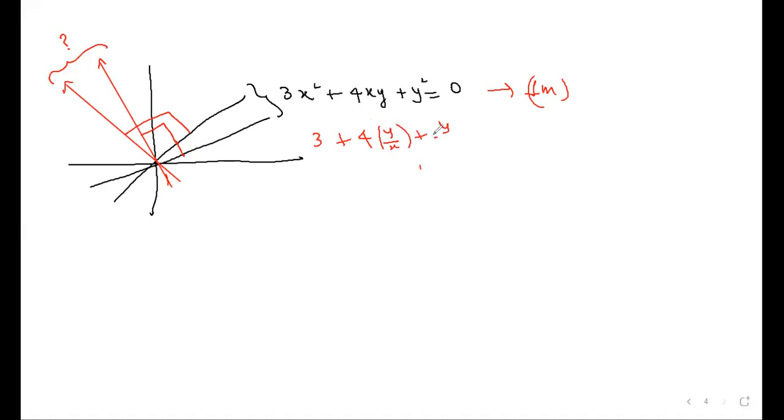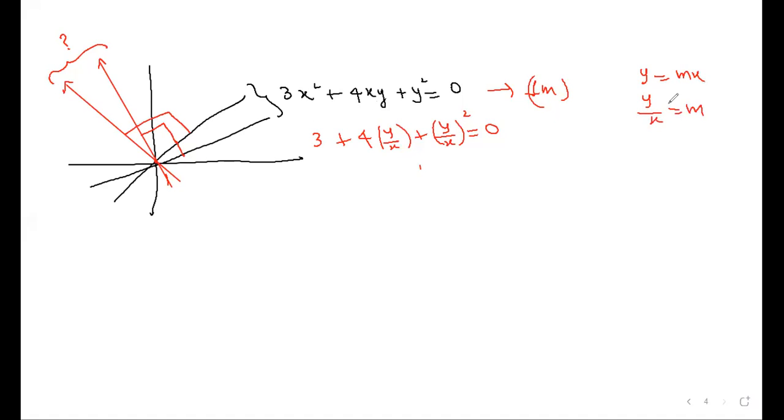This should be done only if it is 1 mark or MCQ. Otherwise, don't do this method. Y by x is the slope of the black line. Because the line is passing through the origin, y equals mx, so y by x becomes the slope.